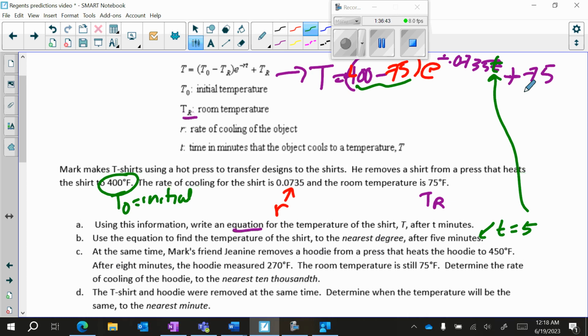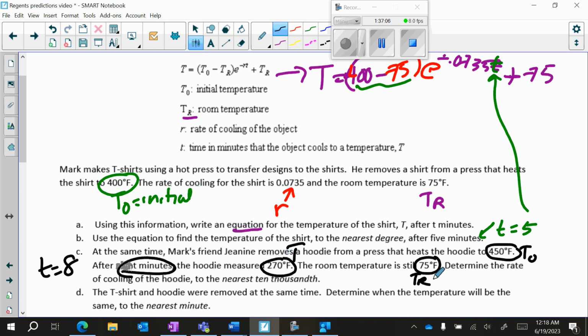Now it says at the same time, his friend Janine removes a hoodie, and the hoodie's initial value is 450. So that's going to be T sub-zero. And then after 8 minutes, that's going to be lowercase t equals 8 minutes. The hoodie measured 270. That's going to be the final temp. That's going to be capital T. The room temperature, still T of R. Determine the rate. So now they're asking you for R.